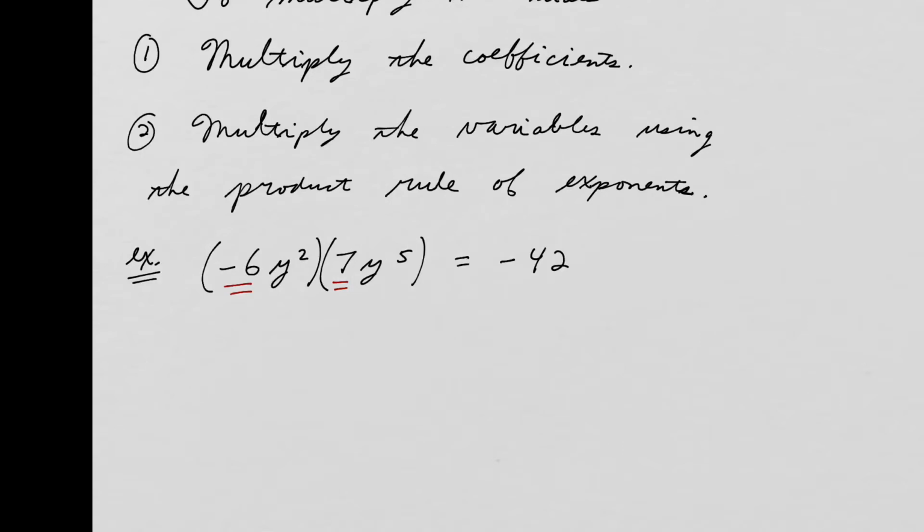Then I multiply the variables together, right? The powers, y squared times y to the 5th. And I use the product rule. Remember what that says? If you multiply 2 powers and they have the same base, you keep the base and you would add the exponent. So 2 plus 5 would be 7. So that would be the answer, negative 42y to the 7th.